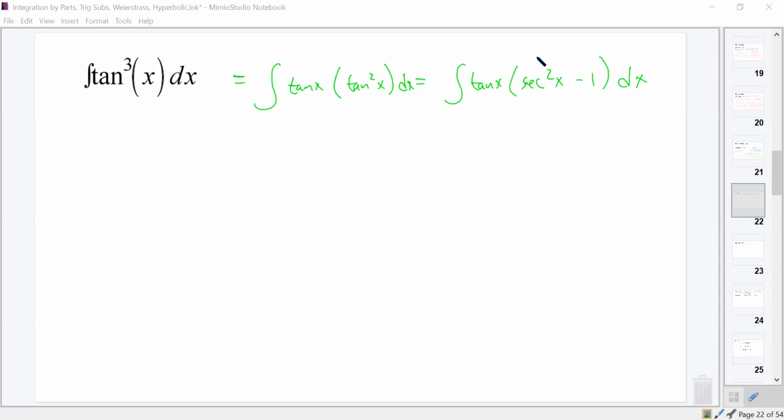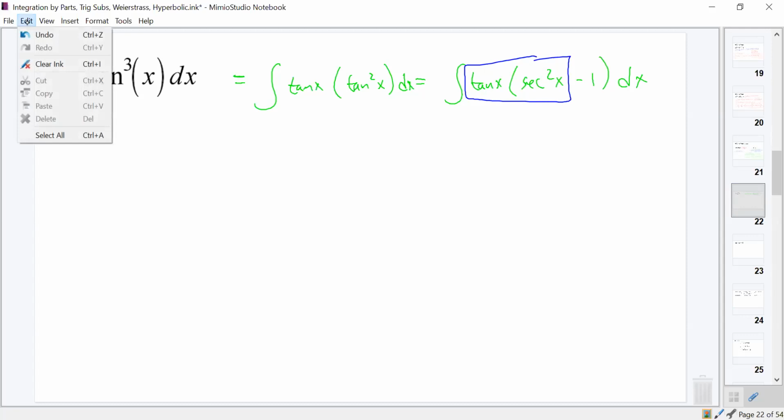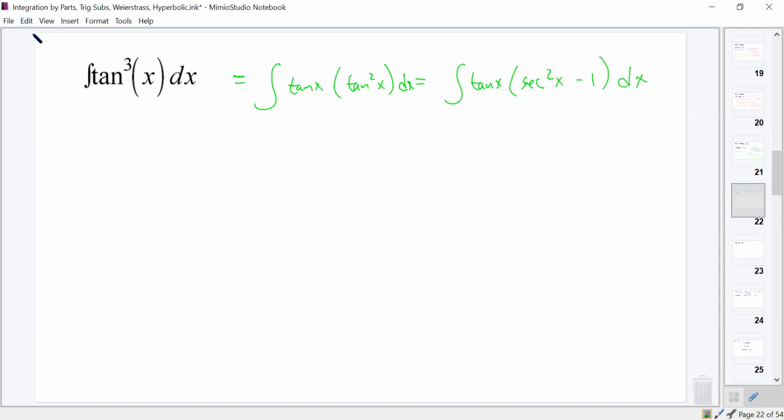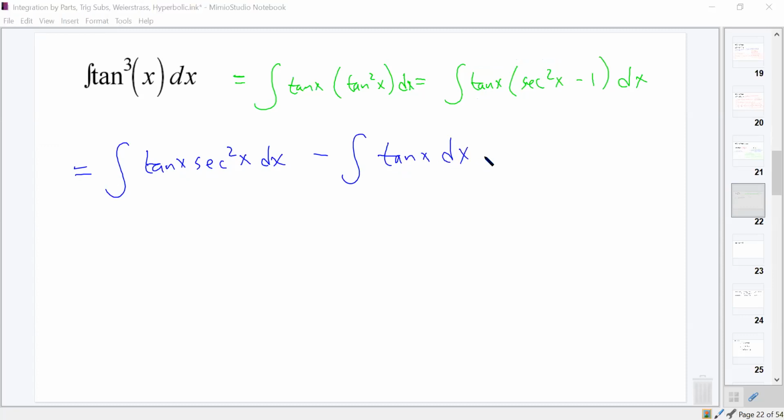Now we might note that if we just had this without the minus 1, tangent x times secant squared x dx, we could then sub out u equals tangent and have du there. But I don't have that. I have that minus 1. So what can I do to remedy that problem? Yeah, if I distribute it, actually, that's right. We're going to end up with tangent x secant squared x dx as one integral, and then minus an integral of tangent x dx.